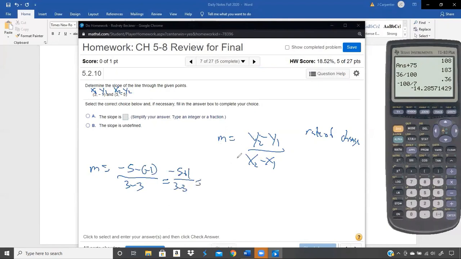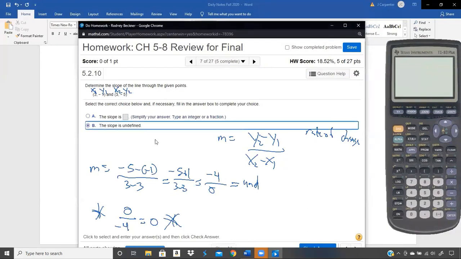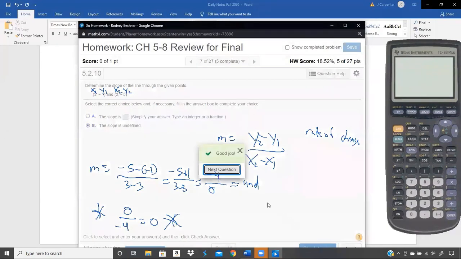You've got calculators, but you're still supposed to know your signed arithmetic. Negative 5 plus 1 is negative 4. Different signs, subtract, keep the sign of the larger. 3 minus 3 is 0. This is not something we talked about too much in this class, but we did mention it briefly at the beginning: anything divided by 0 is undefined. Please note that if these numbers were backwards, 0 divided by negative 4 would be 0. You need to know which one of these is 0 and which one is undefined. So our answer should be B. The slope is undefined, and we got it right.